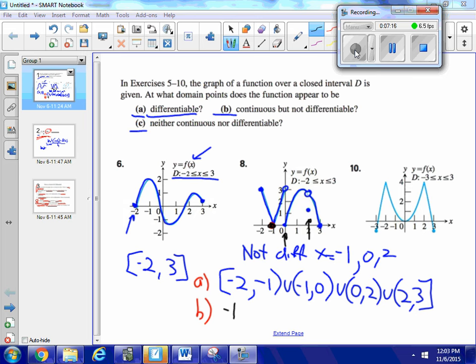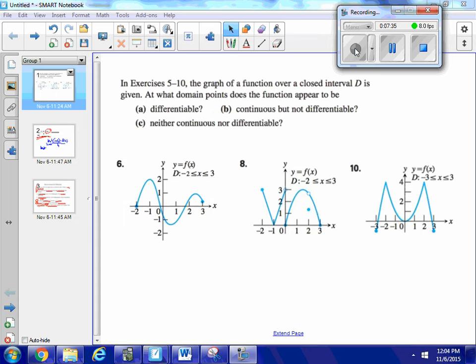And then my answer to C is neither continuous nor differentiable. Well, that would be at x equals 0, because it's not continuous at x equals 0. And it is not continuous at x equals 2. So it is neither continuous nor differentiable at those points. Moving on to the next problem here.